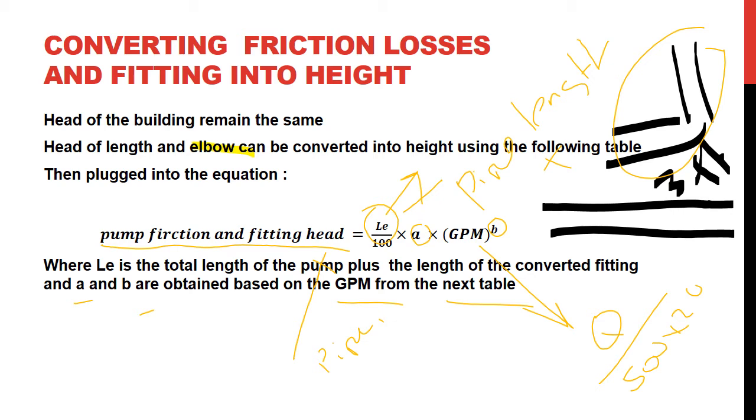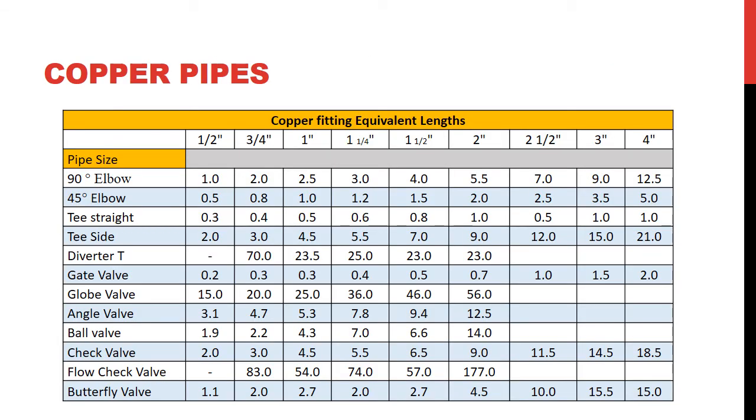So let's take a look. So this is for copper. Be aware it's only copper. And if we have, for example, 3/4 of an inch, one 90-degree elbow will convert to 2 feet of length, and so on. All these fittings will convert into length per foot. So as you can see, the 90-degree elbow will convert to longer than 45-degree because it's a sharper turn, and tees have a lot of losses. Diverters are very high because they do require a lot of pressure. Globe valves require a lot of pressure, and so on.